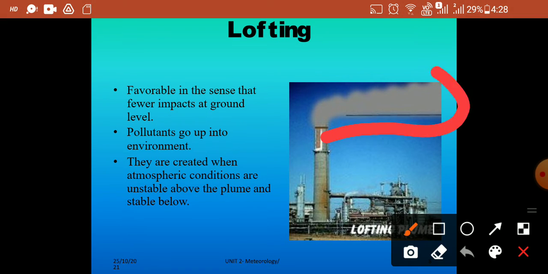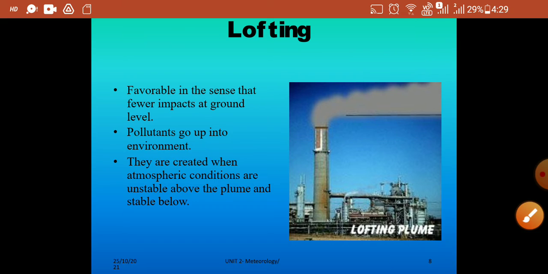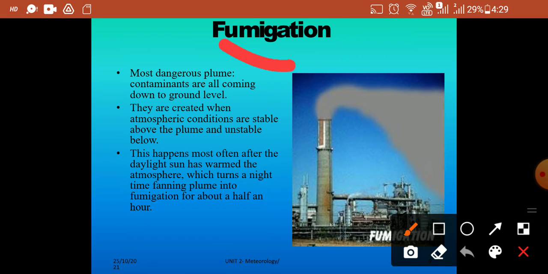The next effect is the lofting effect. The lofting effect is favorable in the sense that there are fewer impacts at ground level. Pollutants go up into the environment, and they are created when atmospheric conditions are unstable above the plume and stable below.